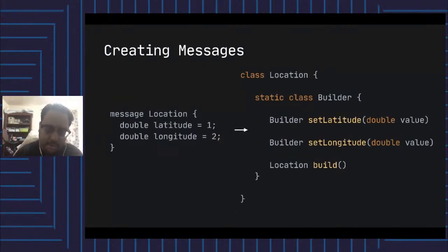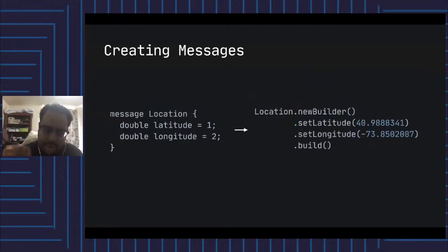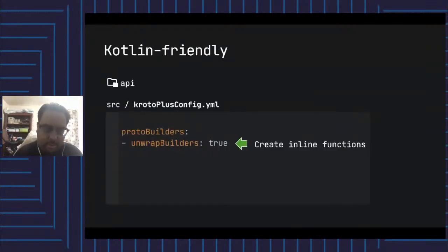So how does that look? Here's an example of what it would generate. You have a message here, location, which maps to a Java class that has a builder for setting each of those fields. I could utilize this using that builder, but what if I want to make it more Kotlin friendly, more DSL-like? In the Kroto-plus library, there is a way to configure the compiler that it uses.